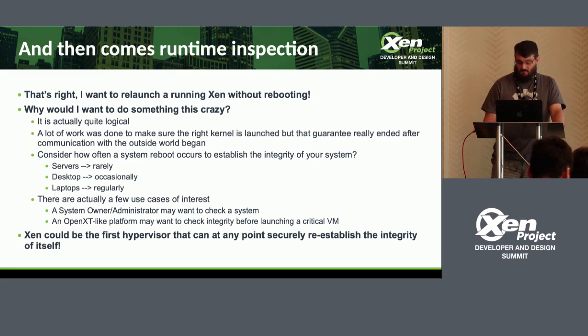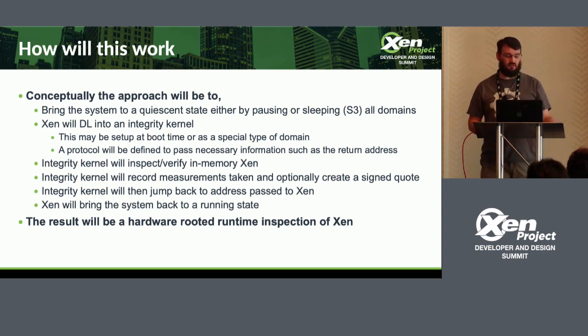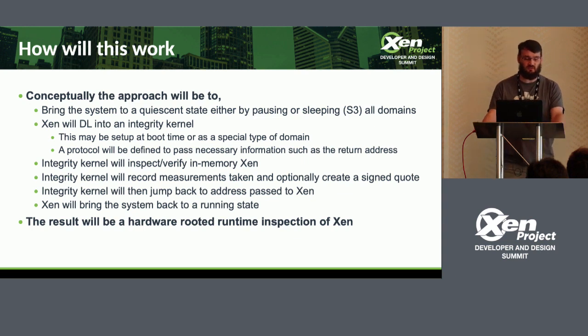So just to step through how I was thinking this would work, we bring the system into a quiescent state, either by pausing or sleeping the VMs. Xen will then be able to do the DRTM preamble, i.e. it can initiate the late launch instruction, which will bring you into an integrity kernel. That integrity kernel could have been set up at boot time, or it could be set up as a special VM. We'll work through that as we start doing some of the design sessions on this.